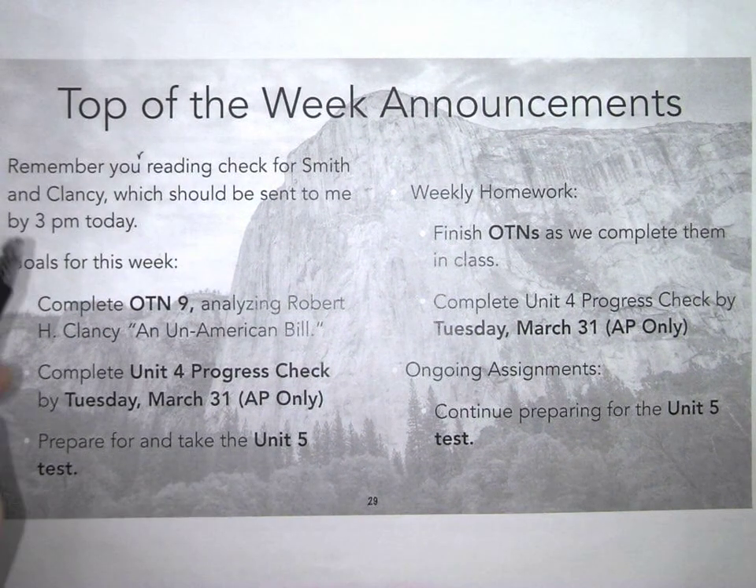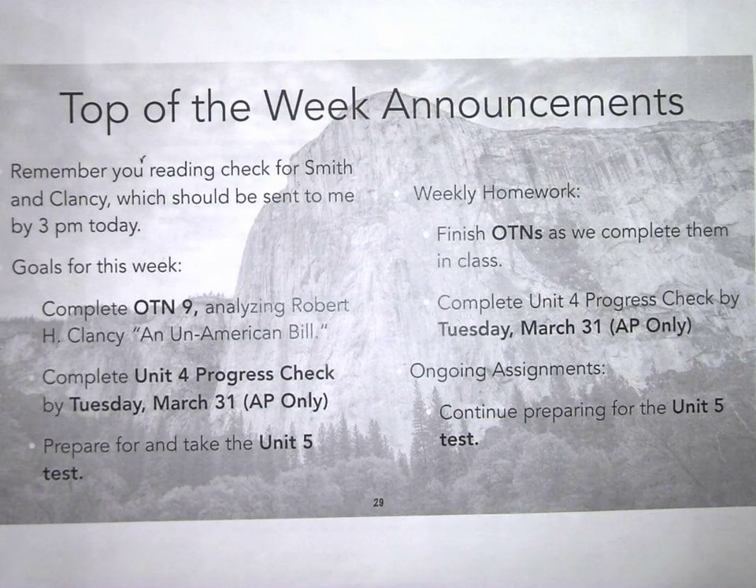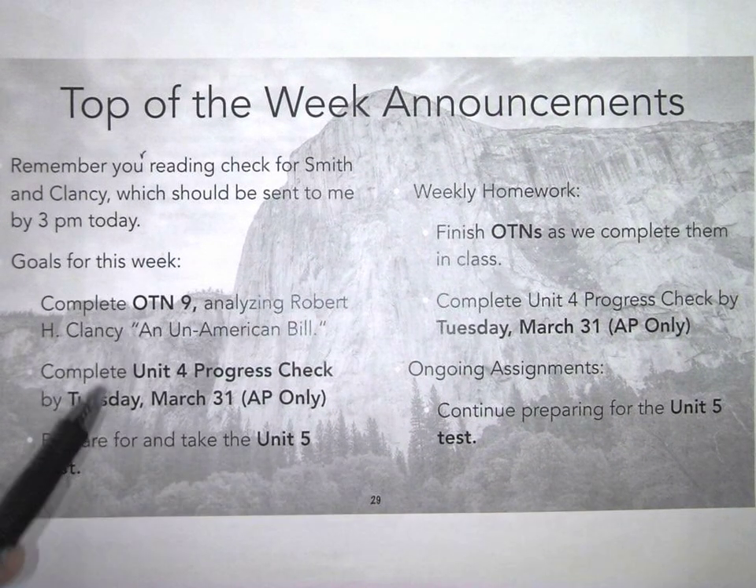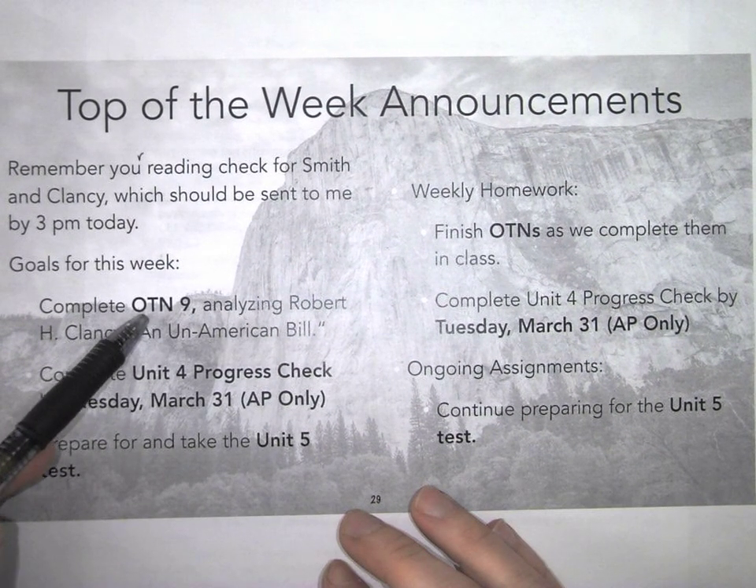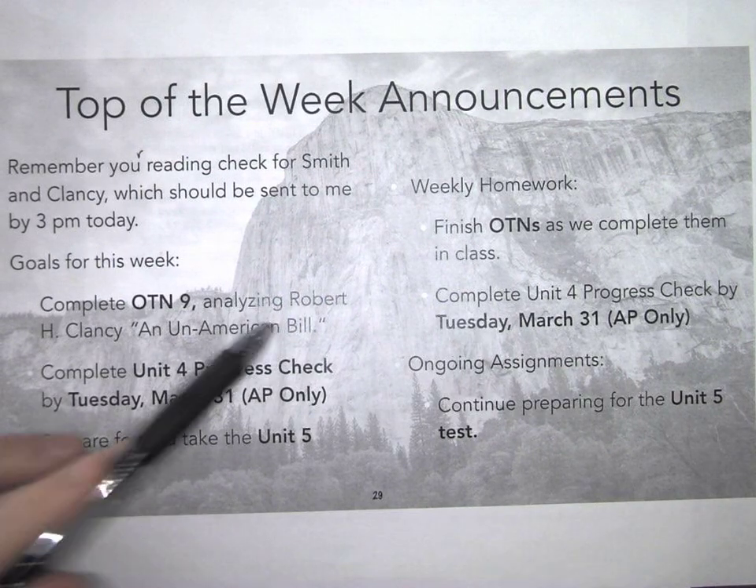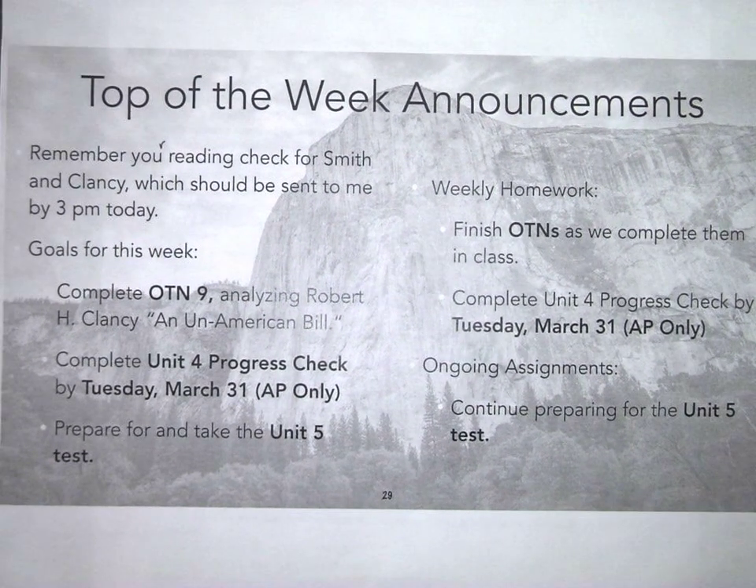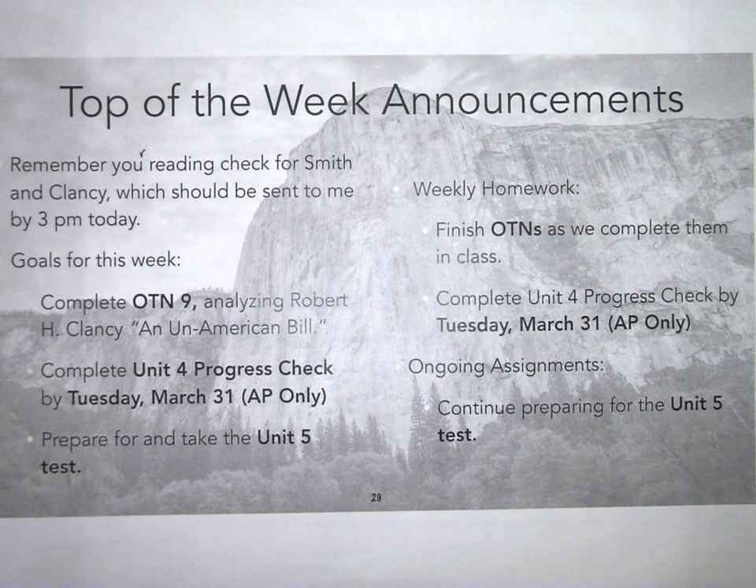Yesterday you should have turned in your reading check for Smith and Clancy, which you guys on the whole did a good job of doing. You need to make sure that you have completed your OTNs for the unit, specifically those that had to do with Carnegie, Jane Addams, Ellison Durant Smith, and finally OTN 9 about Robert H. Clancy's Un-American Bill. Those are the four key texts that are going to be fair game for short analysis questions on the test.